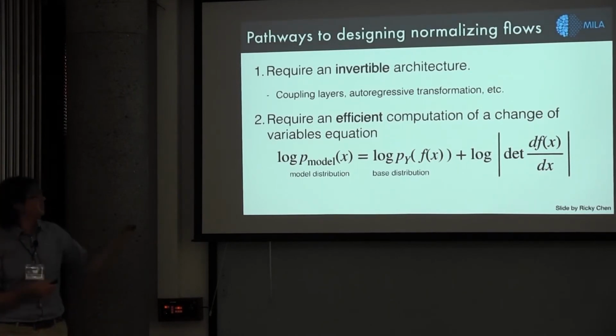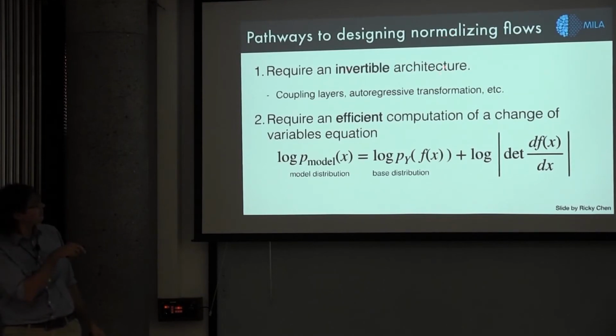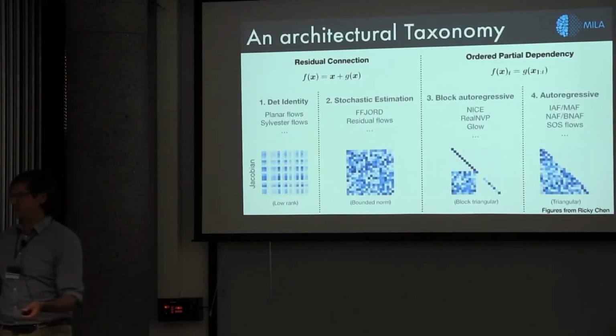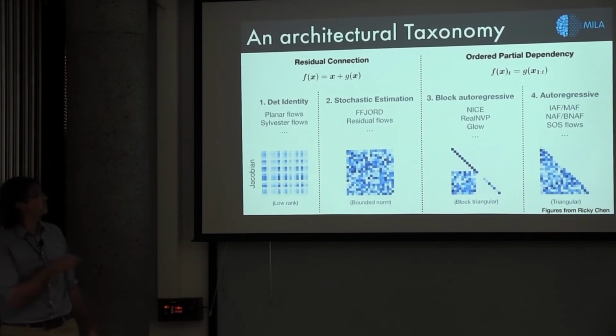So when we think about these normalizing flows, and we've already talked about this, we require an invertible architecture, and we need an efficient way to compute this change of variables formula, where specifically the log determinant is the complicated part. So how do we do that? I mentioned already that there's a host of different ways of doing this. This is a rough categorization, or taxonomy, of these different ways. I'm not going to go through all of these. I'm going to focus on two.